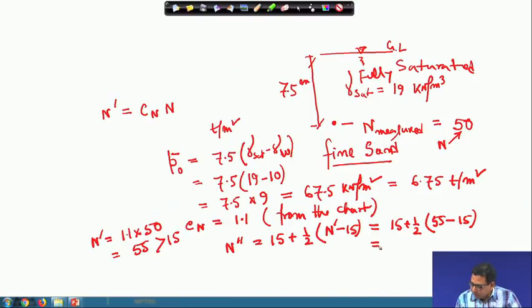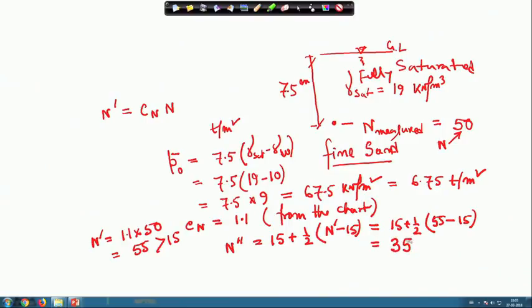So, this is coming out to be 35. So, my final corrected value after applying both overburden correction and dilatancy correction, the n double dash value, is 35, whereas the measured value was 50. Now, this problem will be slightly different if the water table is not at the ground level.